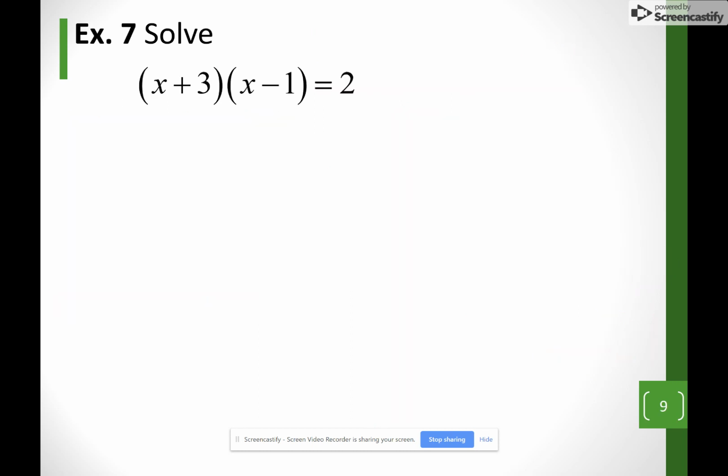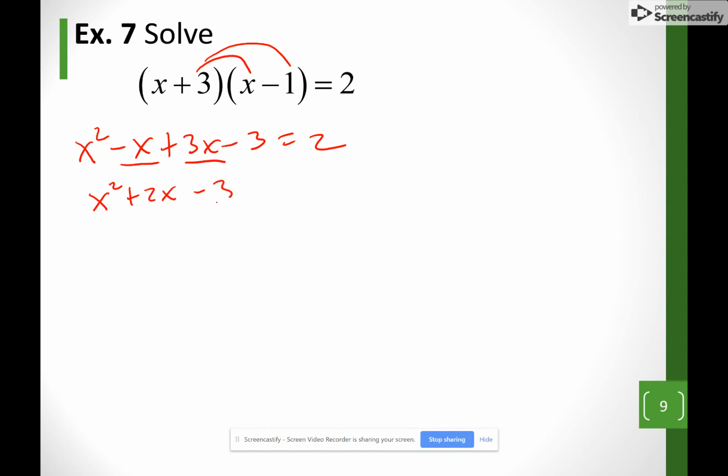Okay, when it is factored, but the right side is not equal to 0, unfactor it. Distribute the x. So I have x squared minus x. Now distribute the 3. I have 3x minus 3, and all this is equal to 2. Combine your like terms. So I have that x squared plus 2x minus 3 is equal to 2. My minus 3, I'm going to move it to the right side as a plus 3. So I have that x squared plus 2x, some space, is equal to 5.